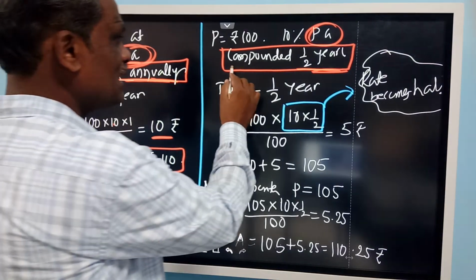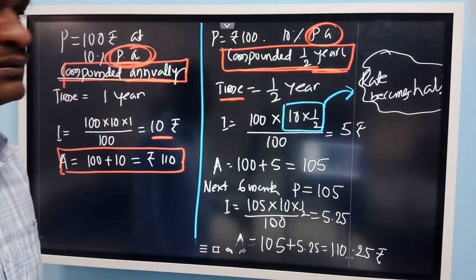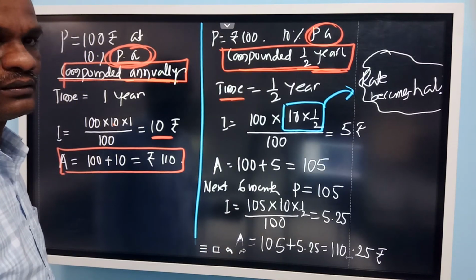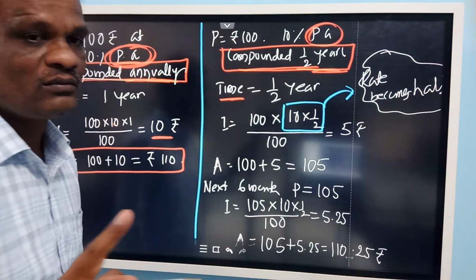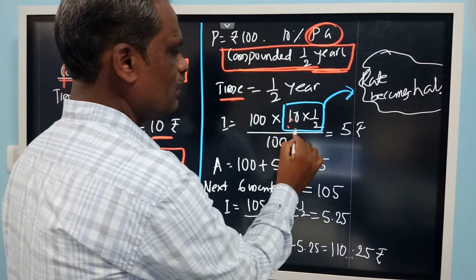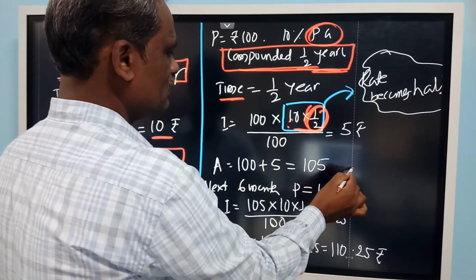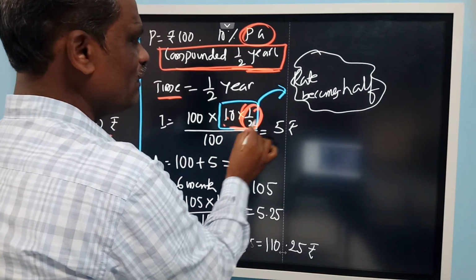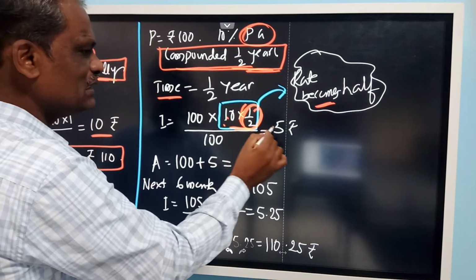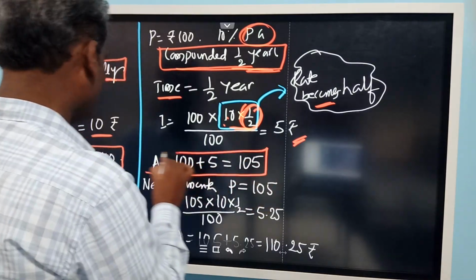Now look at this. If it is compounded half yearly, the time is half a year, half yearly calculation, isn't it? Yes, sir. So what happens to the rate? The rate is 10, but for half a year the rate becomes half. When you multiply 10 by 1 by 2, the rate becomes half. So 100 cancels, and you get 5% as the interest. 5 rupees is the interest. So the amount will be 105 rupees.